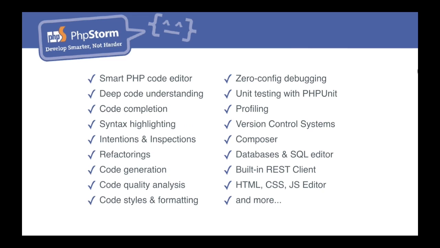So probably you already know what PhpStorm is, but just to remind you, PhpStorm is an advanced IDE. It's an editor for your code for PHP and all the front-end languages. So it deeply understands your code. It provides completion, highlighting, intentions, inspections, all the refactorings and code quality analysis, code styles and formatting, zero configuration debugging, unit testing, profiling, and many, many other features. So I'm not going to go deeper in this topic, as I hope that you are already using PhpStorm, but if you're not, you can just go to jetbrains.com/PhpStorm and download a trial to start with.